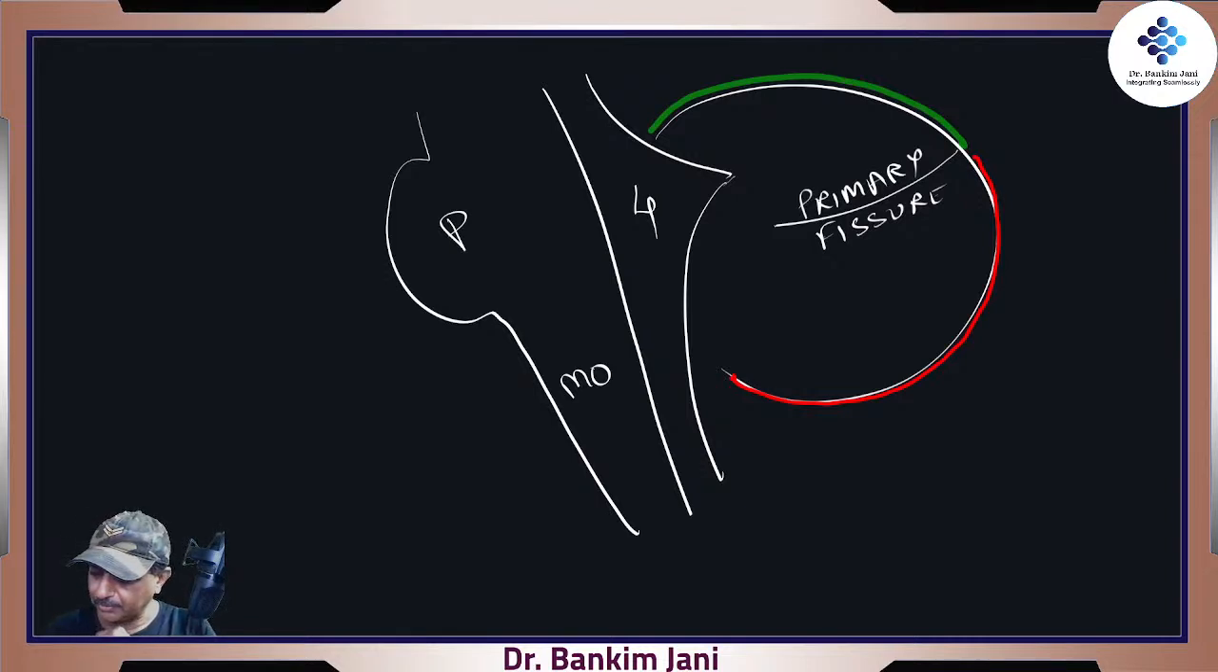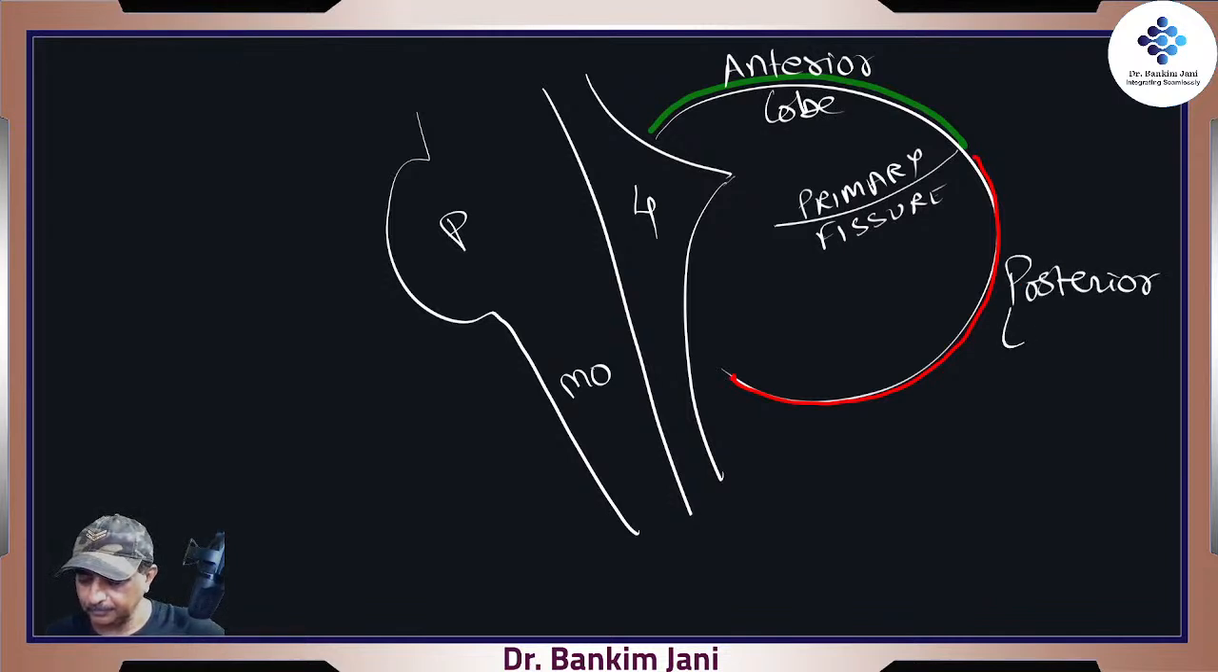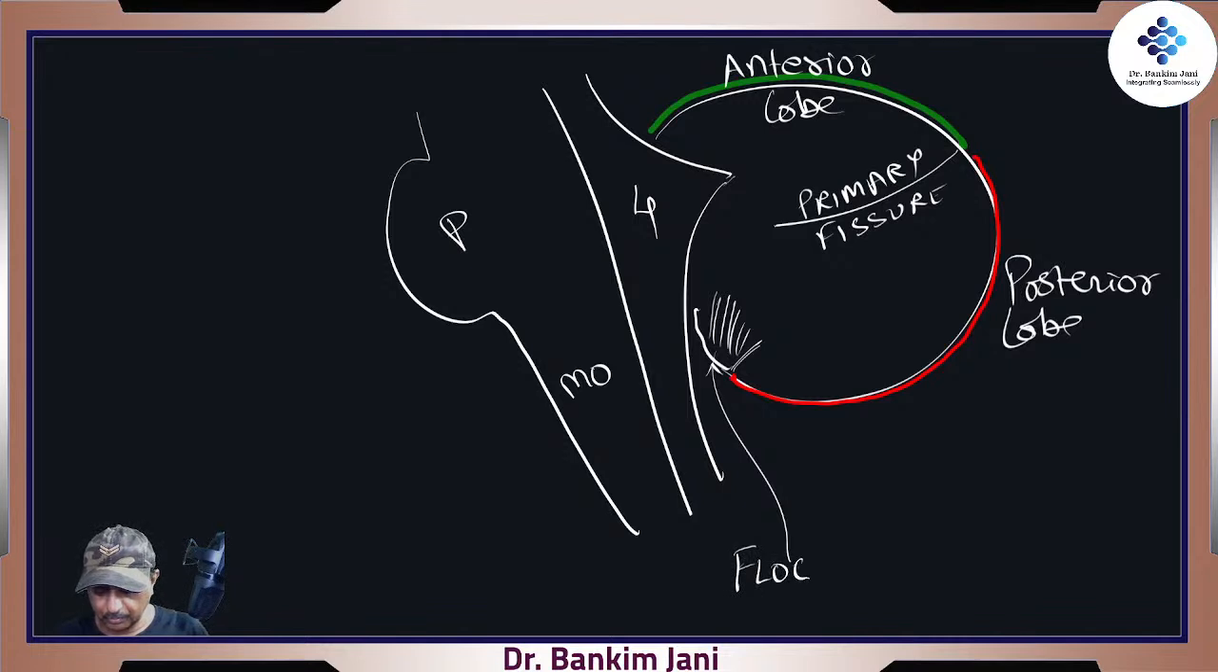So far, so good, right? So this one is anterior lobe, and this one would be the posterior lobe. But there is one more lobe. So we have to draw it like this. This one, very small. This is called the flocculonodular lobe.